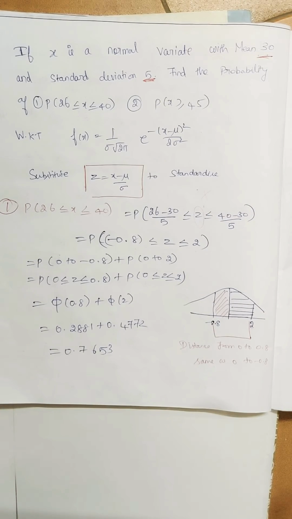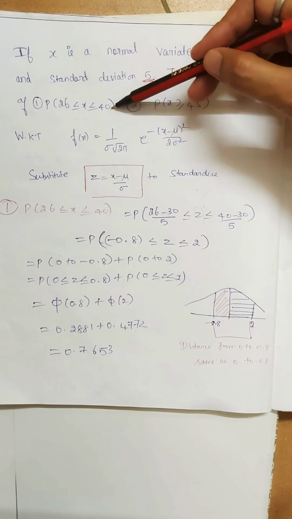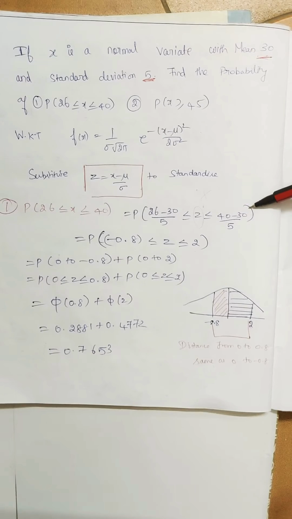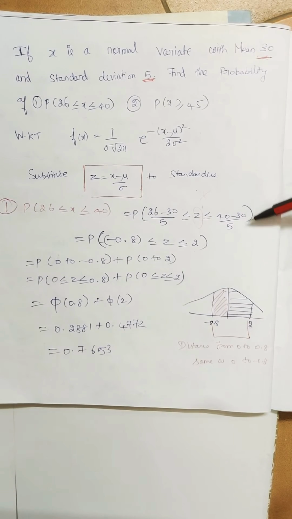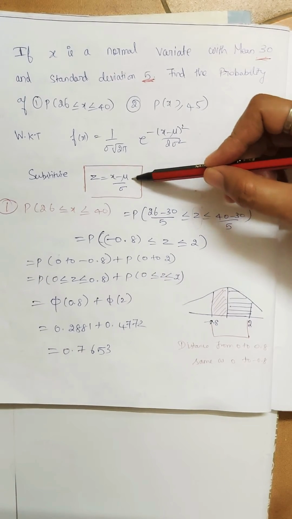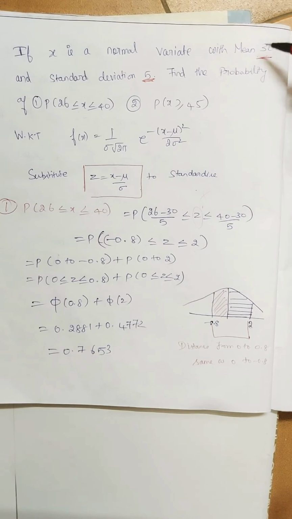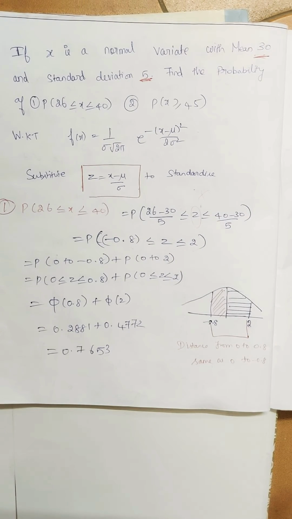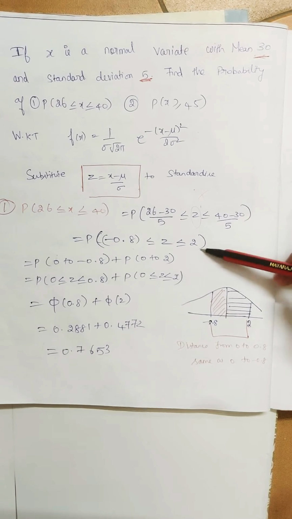Don't write x now. Okay. So for the second half, in the place of x we have 40 minus mu by sigma, 40 minus 30 by 5. So in each problem this will vary. Here in this problem they have given mean mu as 30 and standard deviation as 5. And if you calculate, this is minus 0.8 less than or equal to z less than or equal to 2. 40 minus 30 by 5, 10 by 5, that is 2.